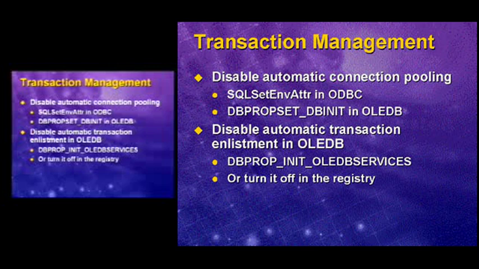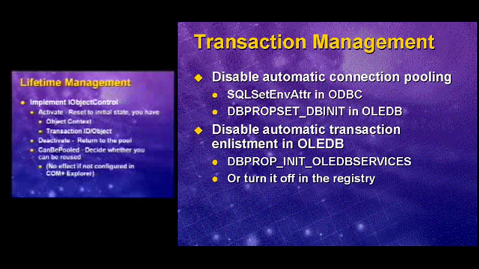Again, you can do DBPROP_INIT OLEDB services. That was the one we saw in the code. Or you can turn it off for the whole machine in the registry. If you're just using pooled objects and you don't care about transaction enlistment automatically happening, just turn it off in the registry, go to the registry key that has that. You must do this.